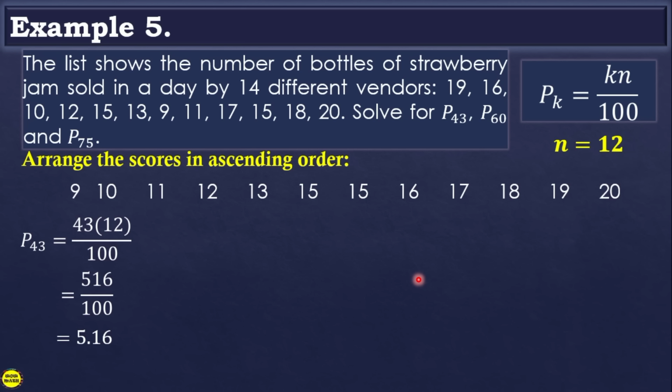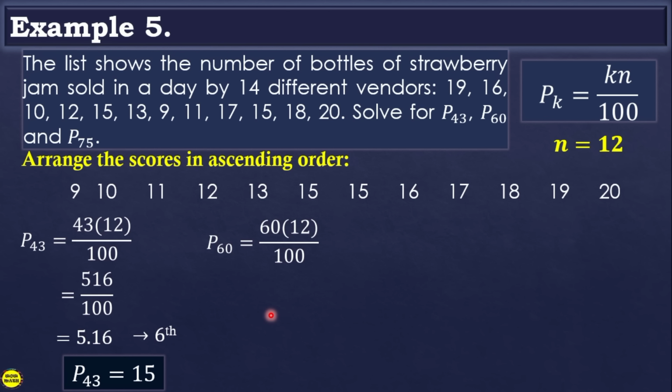Since hindi siya whole number, i-round natin to the next whole number yung sagot natin. So magiging 6 na yan. Okay? So ibig sabihin yung 43rd percentile natin is nasa 6th position. So, 1, 2, 3, 4, 5, 6. So, ito yung 43rd percentile natin. Okay? So, yung 43rd percentile natin is 15.